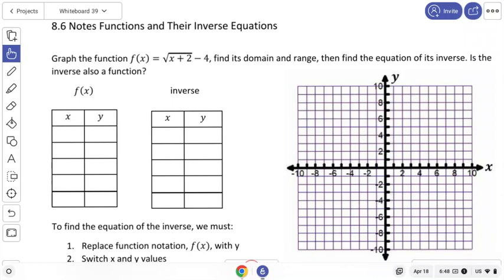Okay, so we are going to graph the function f of x equals the square root of x plus 2 minus 4. We're going to find its domain and range, and then we're going to find the equation of its inverse, and then decide if the inverse is also a function.